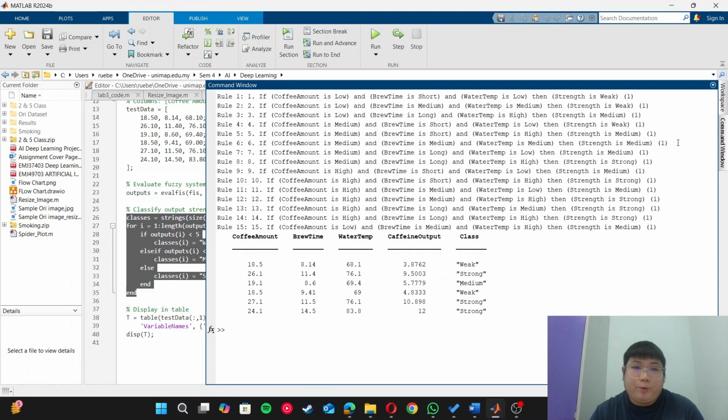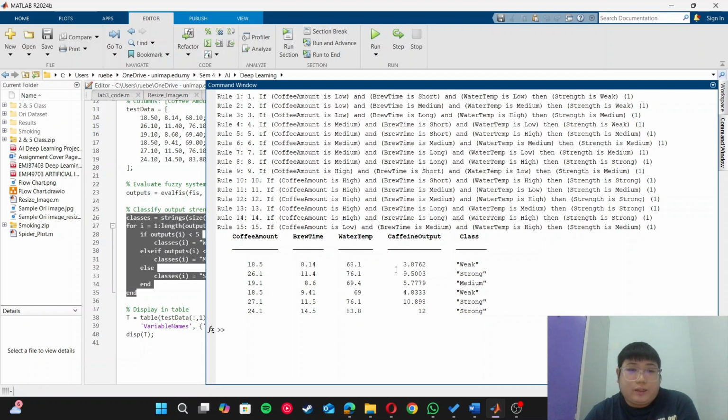As my output, I print out all the rules so I can have a reference, and under here is the table of my output. From the output, we can see that when the caffeine output is about 3.8, the class is weak, and when it's about 9.5, 10.8, or 12, it is strong. For medium, it ranges from about 5.7. This will be my data sets.